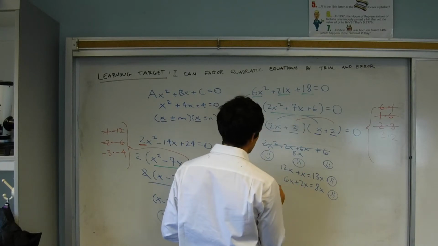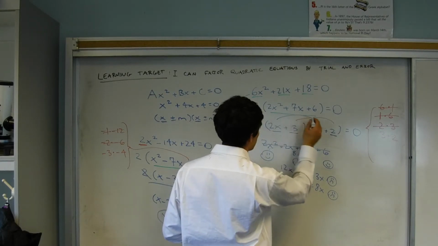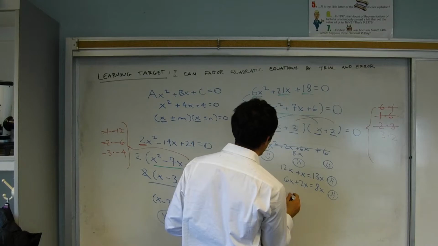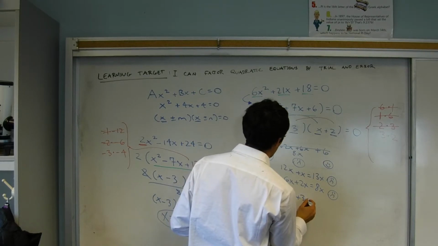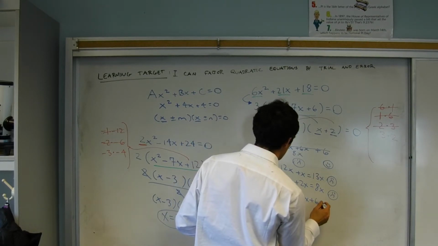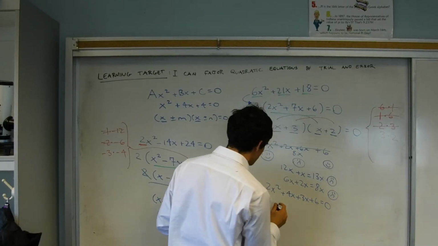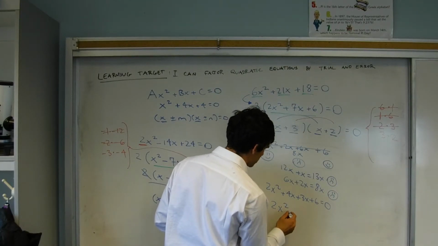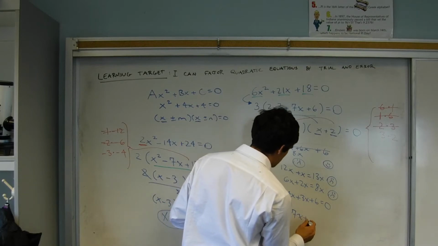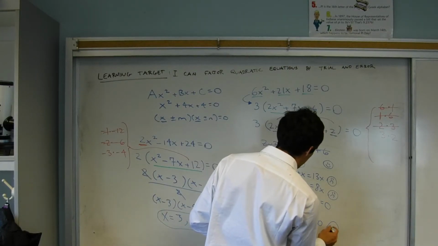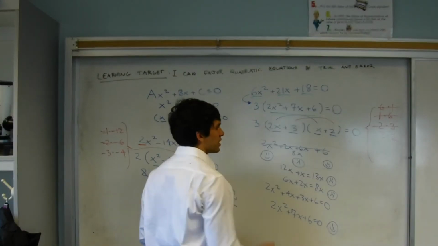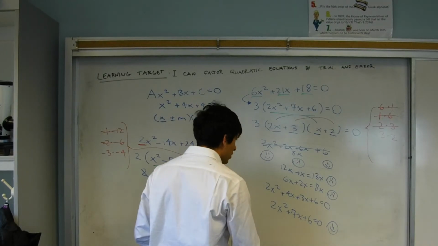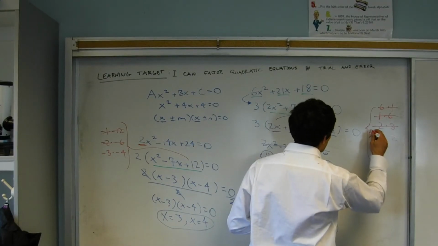We're going to get 2x squared plus 4x plus 3x plus 6 is equal to 0. That will give us 2x squared plus 7x plus 6 is equal to 0. And bingo, that's what we wanted. So 3 times 2 is our winner.